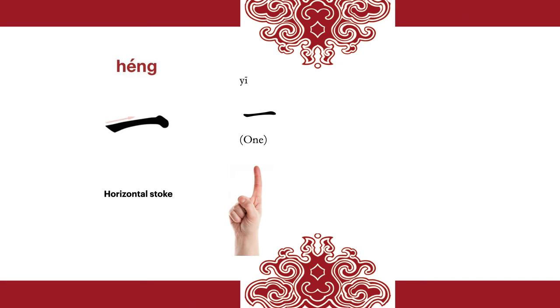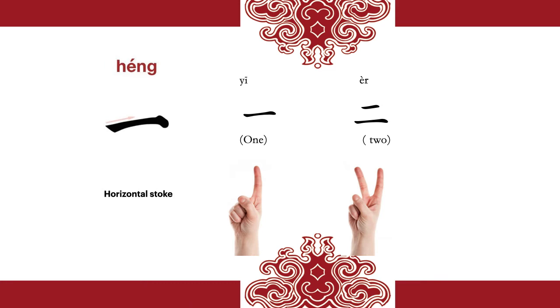So a horizontal stroke is written from left to right. It's called heng. Okay, let's make some drawings, shall we? So, is heng a character? Yes, it is. It is pronounced yi. It means number 1. Now, let's add a second, a bit longer heng below it. What does it mean? It means 2. It is pronounced er.